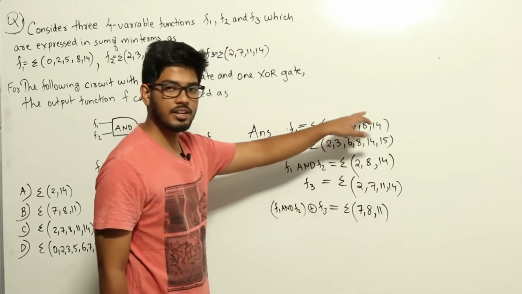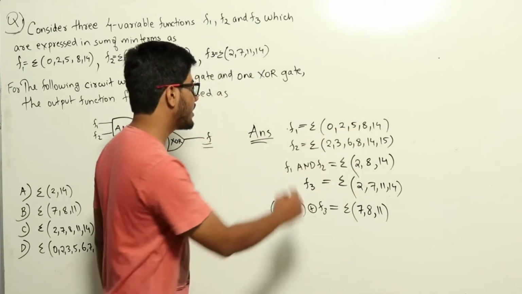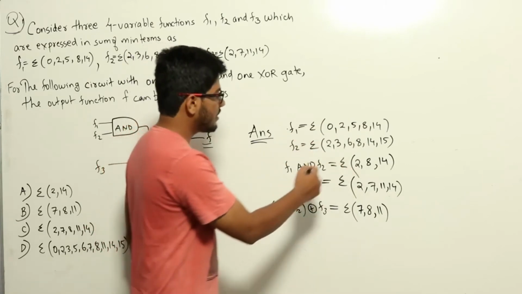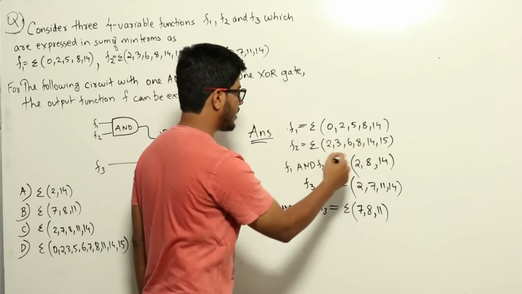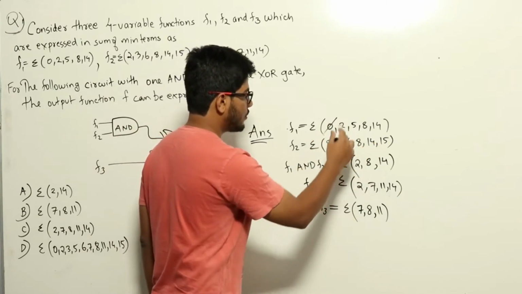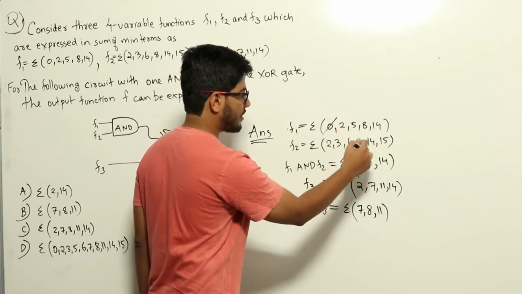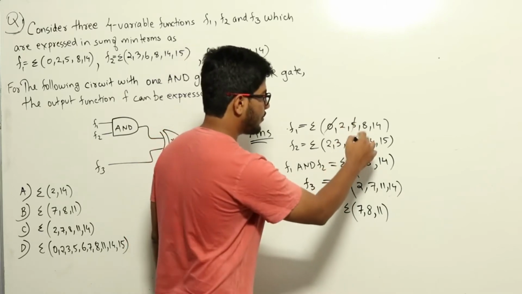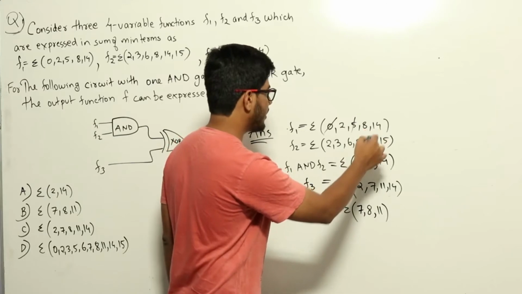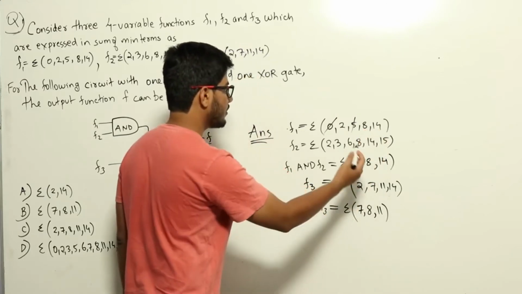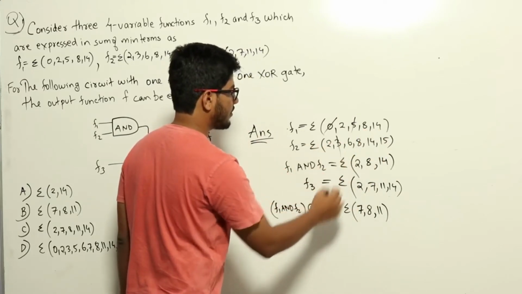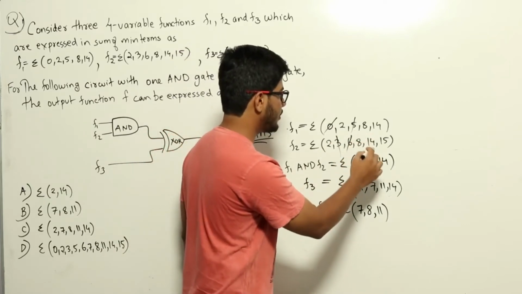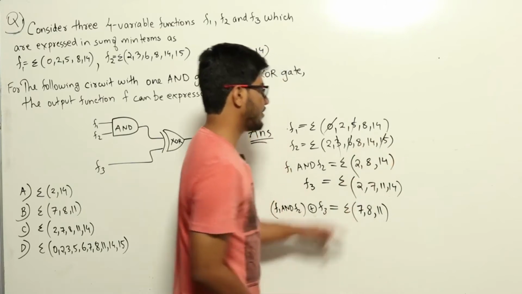Only those will be 1 in both f1 and f2, and when we are taking AND, only those will be 1 finally. So if you see, 0 is there in f1 but it is not there in f2, so we can remove this. 2 is there in both, 5 is there in f1 but not in f2, so this we can't take. 8 is there in both, 14 is also there in both. Similarly 3 is there only in f2, so we can't take this. 6 is there only in f2, we can't take this. 8 is there in both, 14 is there in both, 15 is there in f2 only.